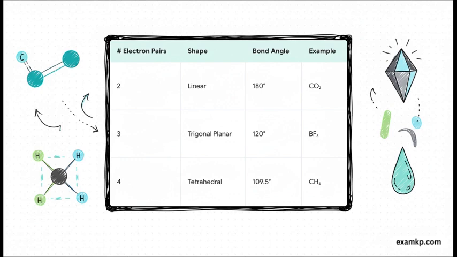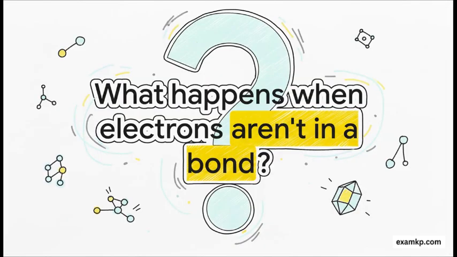But here's where the story gets a plot twist. So far, we've only talked about electrons that are busy bonding atoms together. But what about the electrons that are just kind of hanging out on that central atom, not actually part of a bond? Well, these are called lone pairs. And believe me, they are total game changers.